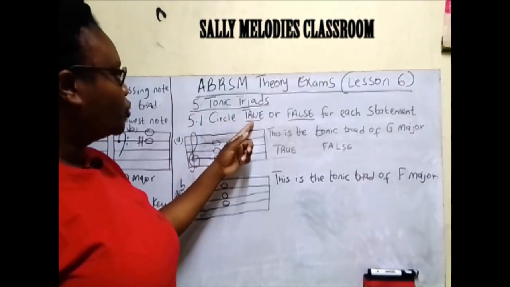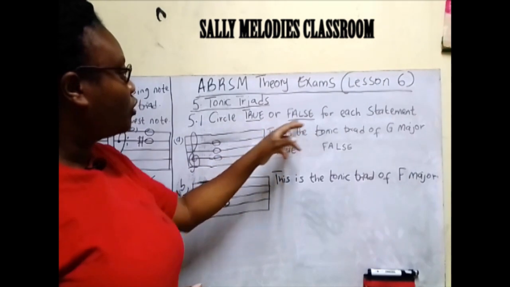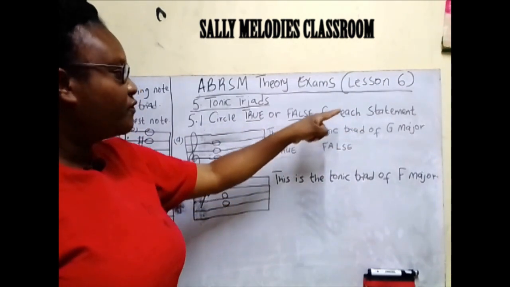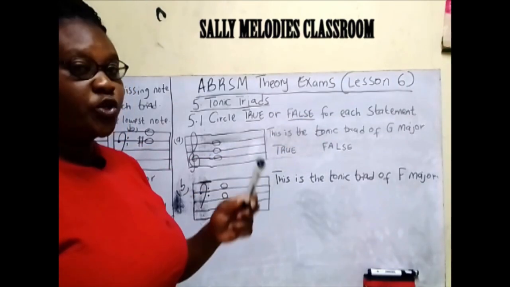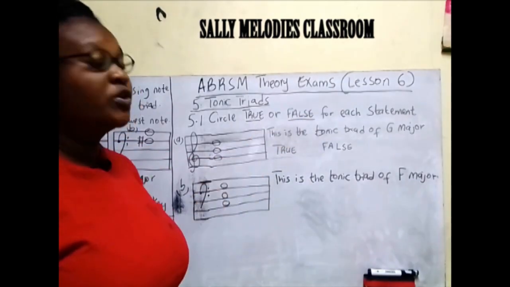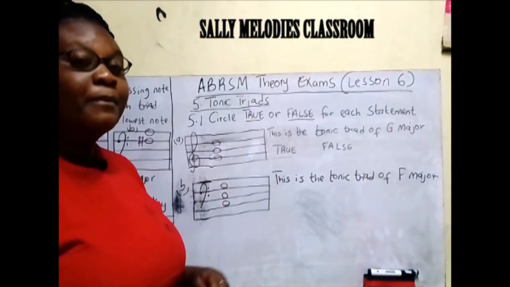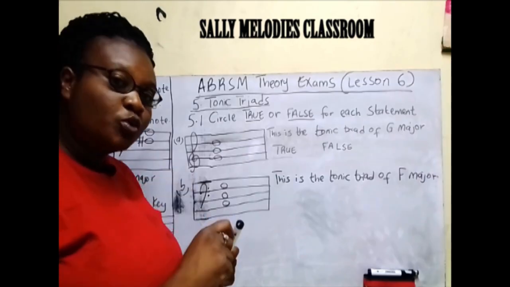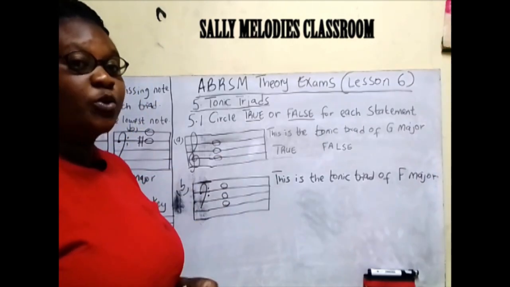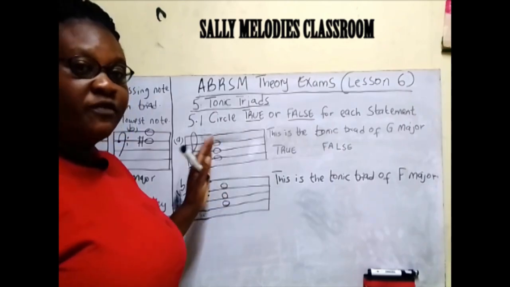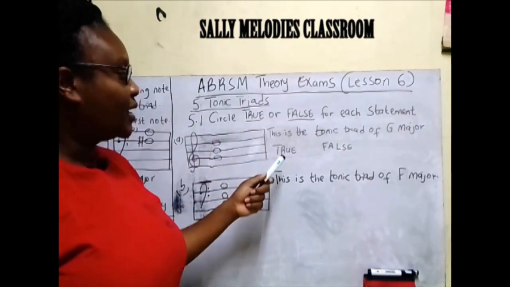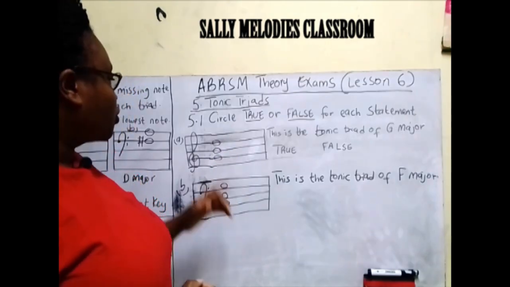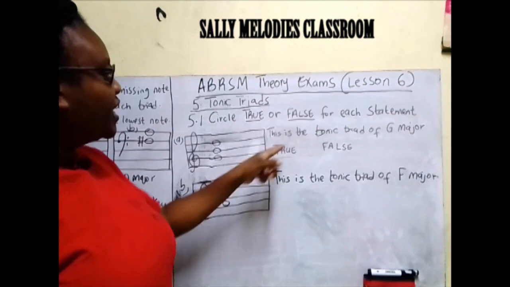Circle true or false for each statement. These questions that are telling you to choose true or false might seem simple, but they are twisted. Before you circle or click either true or false, you must read the question carefully and do a few observations so that when you are clicking true or false, you will be sure that it's true or false. So, A, you are told this is the tonic triad of G major.